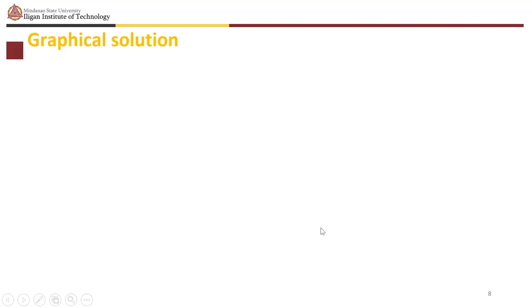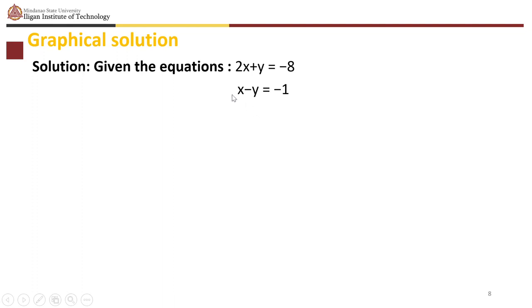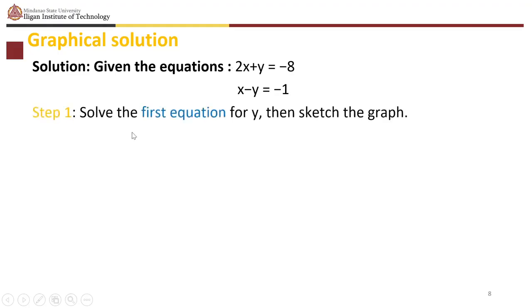So for the graphical solution, how do we do that? The first equation is 2x + y = -8, and the second equation is x - y = -1. We're going to sketch 2x + y = -8. When we sketch, we try to solve for the y value, so you will have y = -2x - 8.